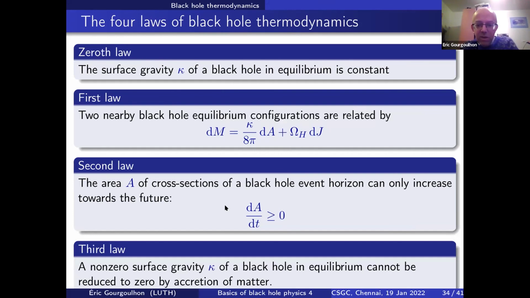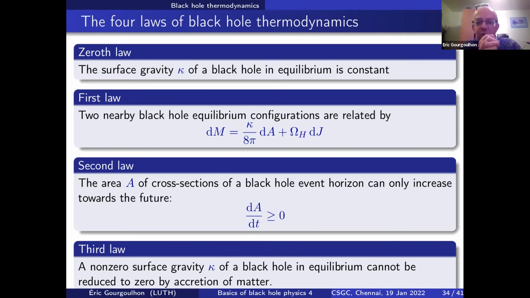And the second law is that the area of a cross-section of the black hole event horizon can only increase toward the future. And the third law is that non-zero surface gravity of a black hole in equilibrium cannot be reduced to zero by accretion of matter, or any physical process, let's say.